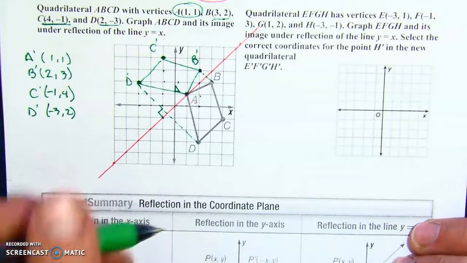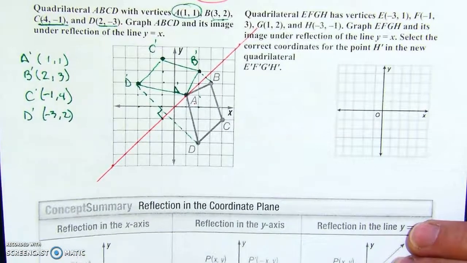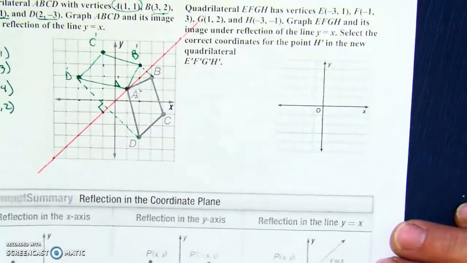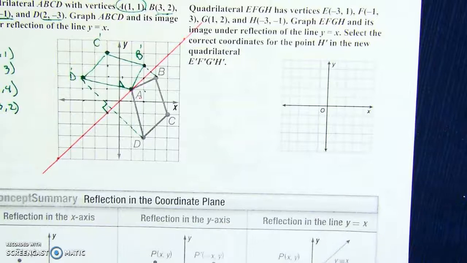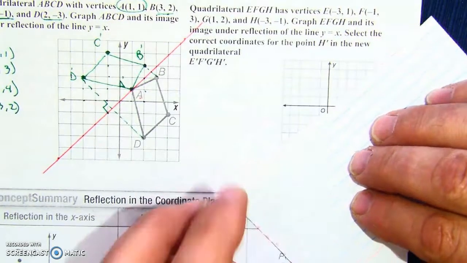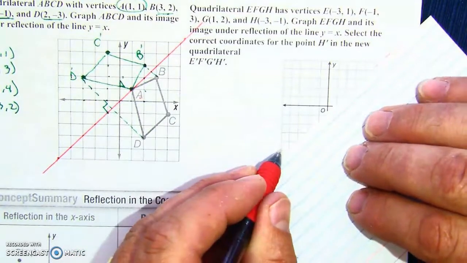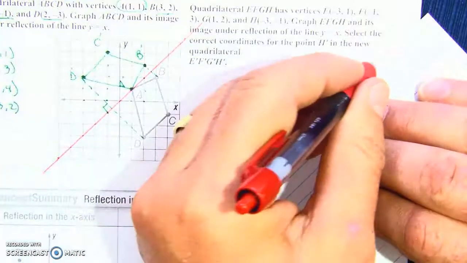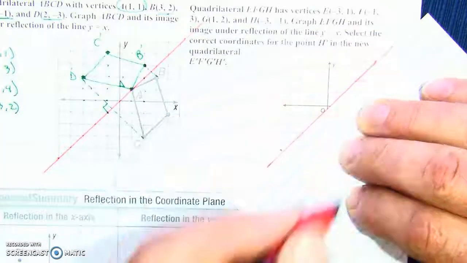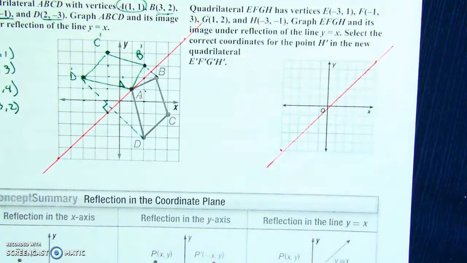Okay, so any questions on that one? All right, you can pause this for a second and then try this one on your own, and then come back and look at the one that I'm going to draw here again. So first thing I'm going to do is draw my line of reflection, which asks me to do this. Okay, that's my line of reflection.